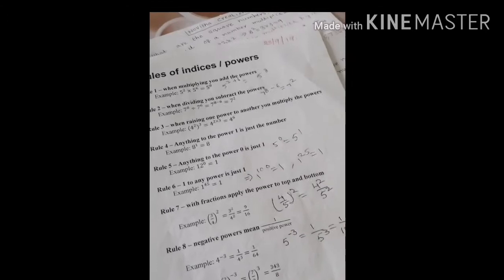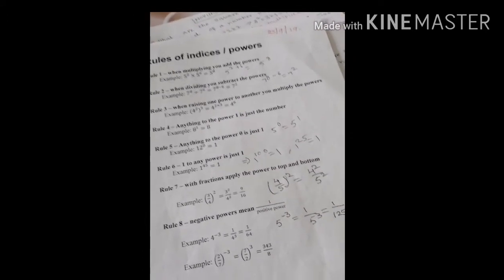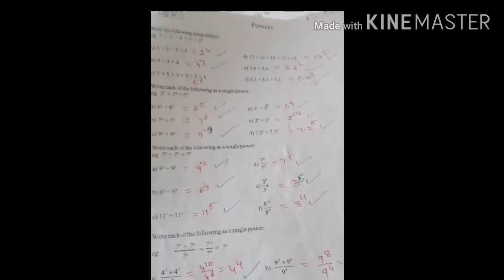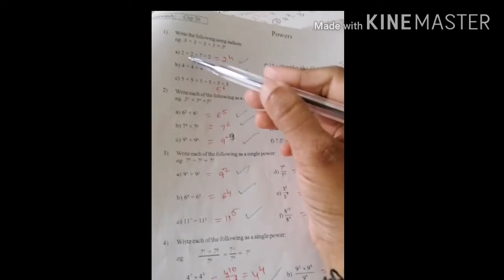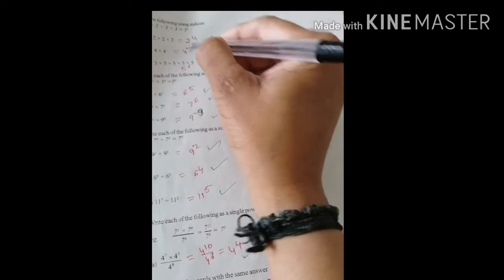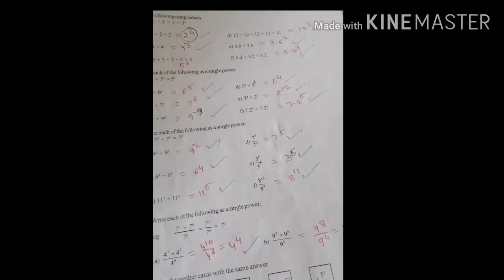For example, you can see here the rules of indices and powers, and we will see some questions about indices and powers here. How did I solve these questions? Sometimes they will give something like 2 times 2 times 2 times 2, and we need to write that as indices, so we write 2 to the power 4. Sometimes they will give powers and we need to write them as indices.